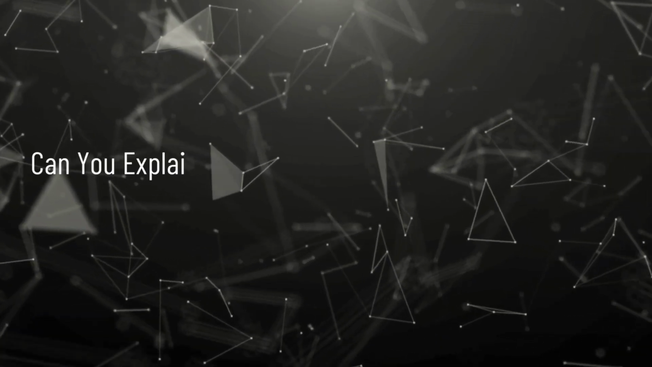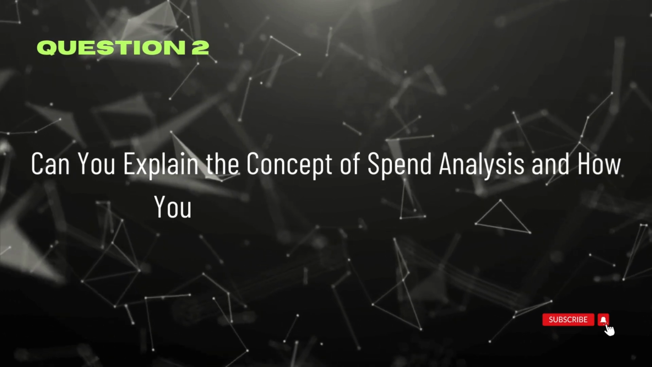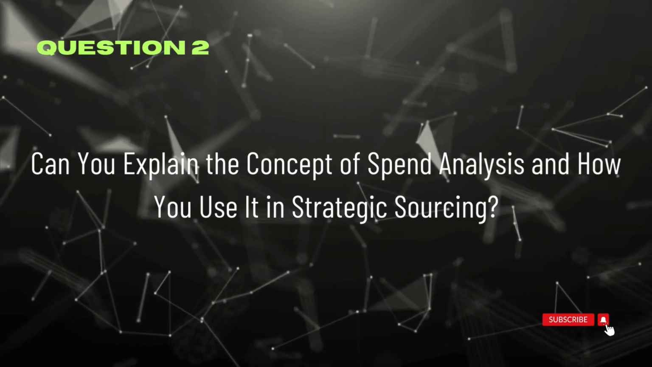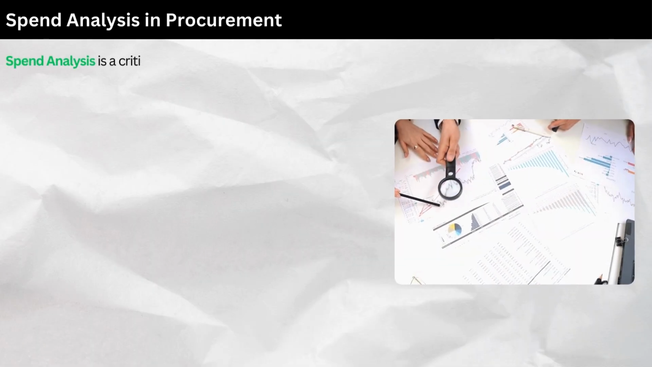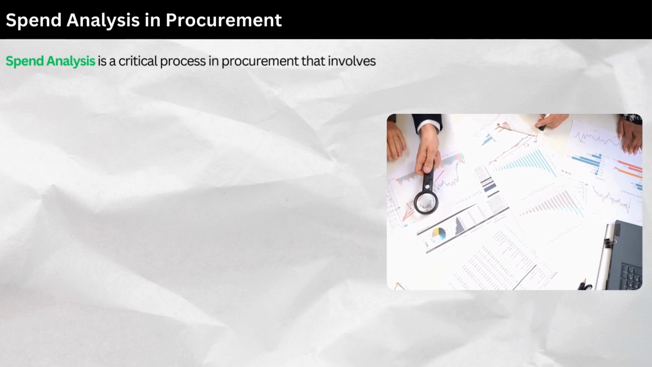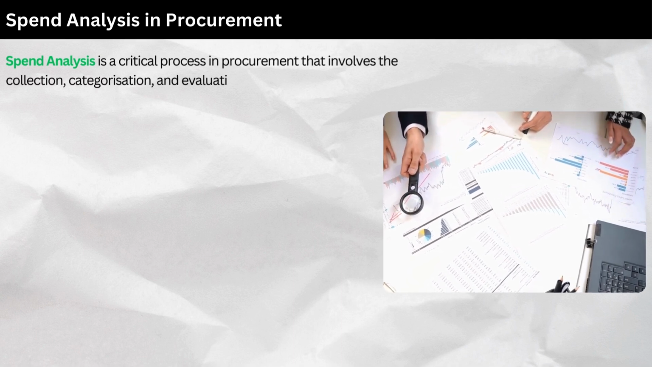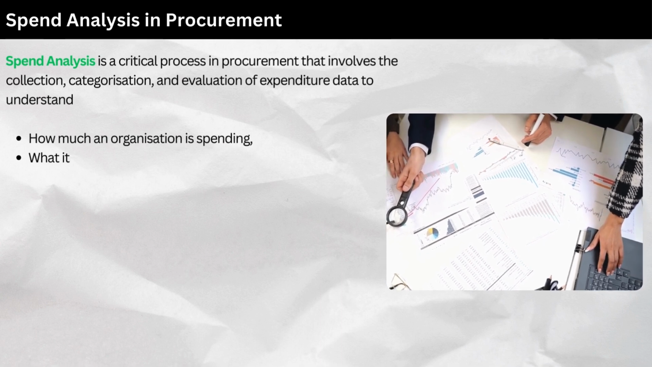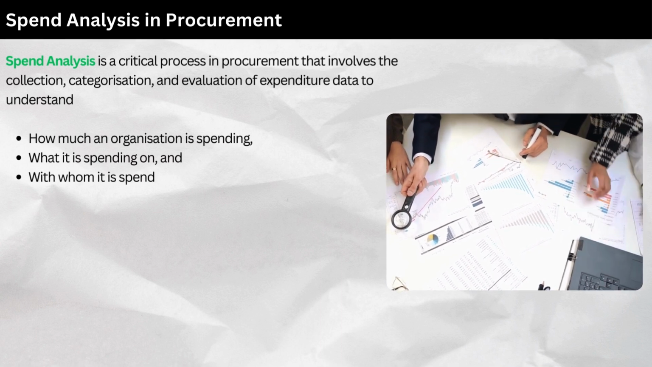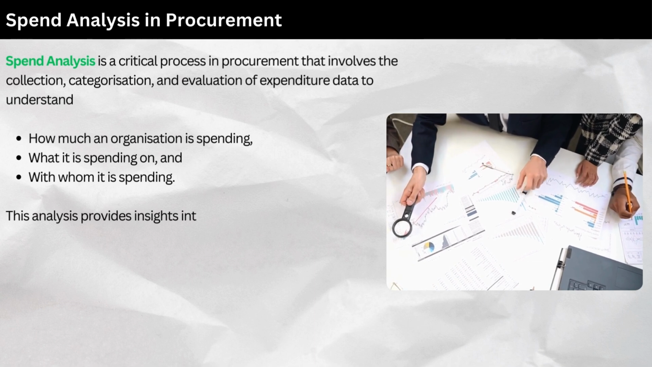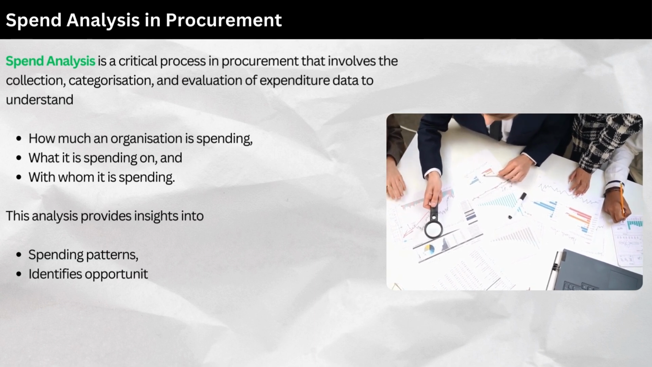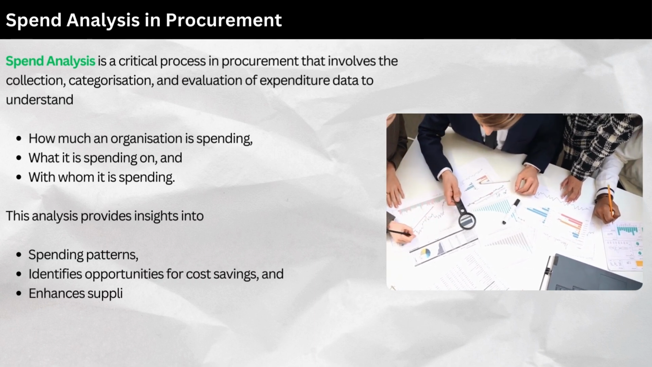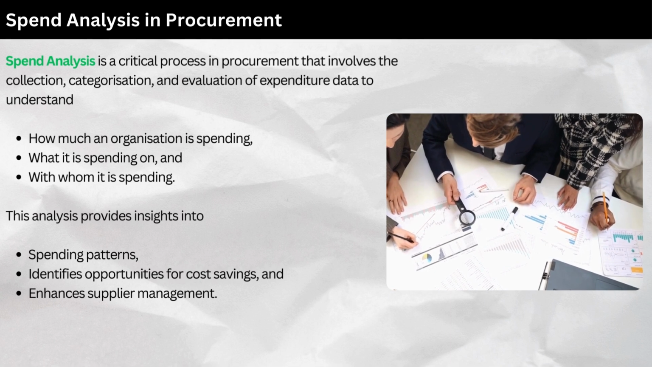Question 2. Can you explain the concept of spend analysis and how you use it in strategic sourcing? Spend analysis is a critical process in procurement that involves the collection, categorization, and evaluation of expenditure data to understand how much an organization is spending, what it is spending on, and with whom it is spending. This analysis provides insights into spending patterns, identifies opportunities for cost savings, and enhances supplier management.